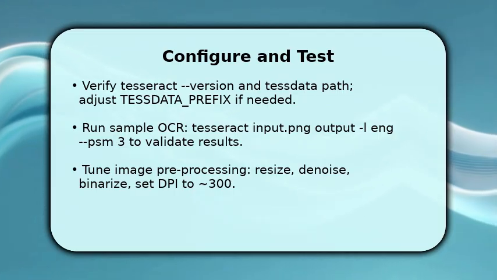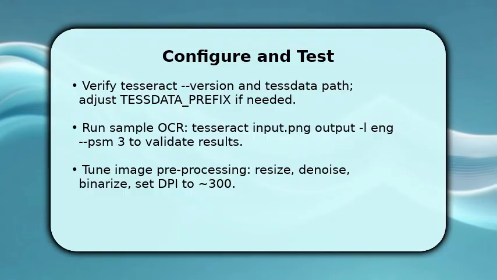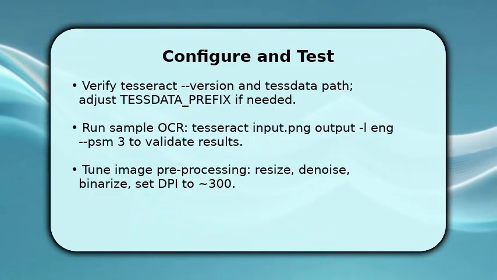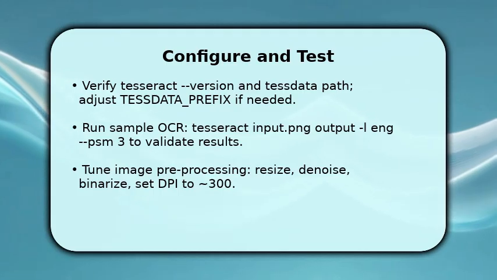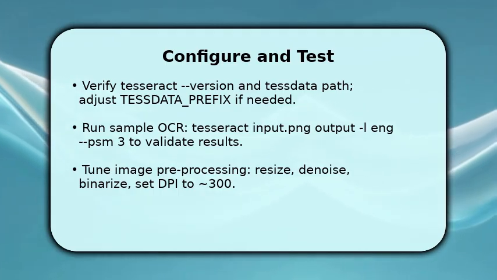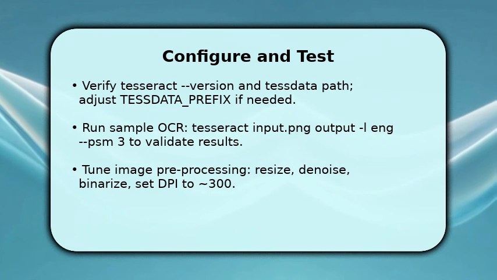If text is messy, preprocess images by resizing to a higher DPI, denoising, or binarizing. These steps improve recognition. Also experiment with config parameters, like OEM and PSM, to match.